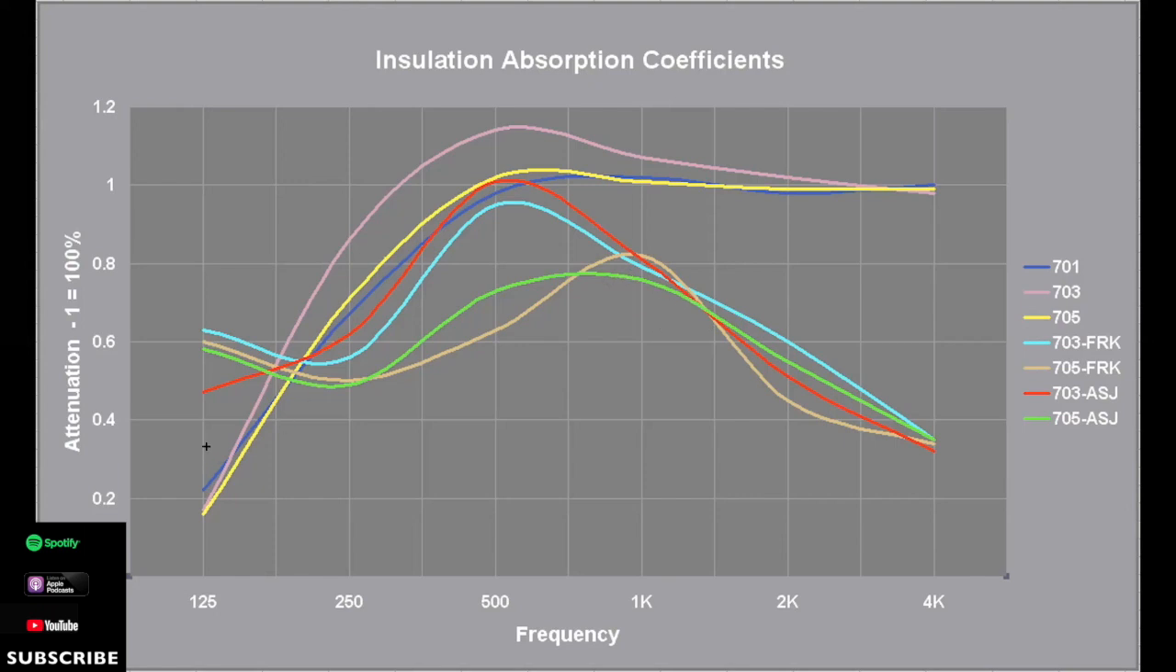This chart only, their chart only went down to 125, but you could see which way it's trending. If you went down to 100, yeah, here we go. It's going back up. Yeah, and if you went down to 100 or 80, it's going to be higher yet. Okay. Because the foil is what's doing the absorption at that point, not the fiberglass.